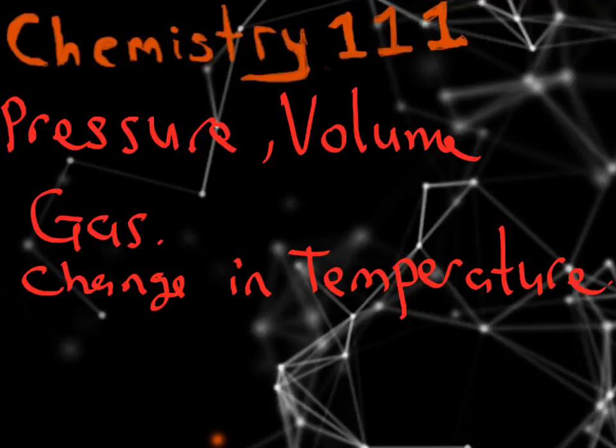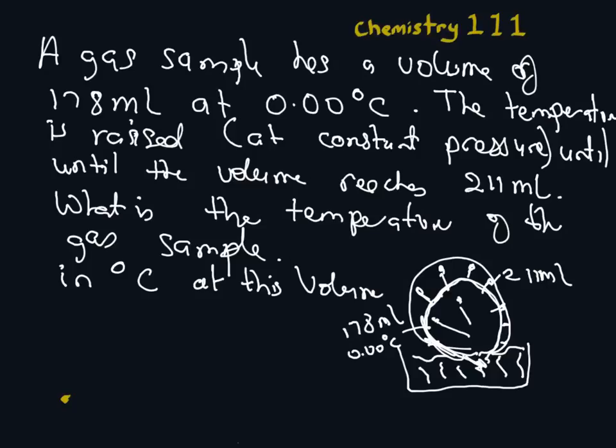So we're going to look at pressure, volume and gas, and the change when the temperature changes. So we've been given a question like this. A gas sample has a volume of 178 milliliters at 0.00 degrees Celsius. The temperature is raised at constant pressure until the volume reaches 211 milliliters. What is the temperature of the gas sample?